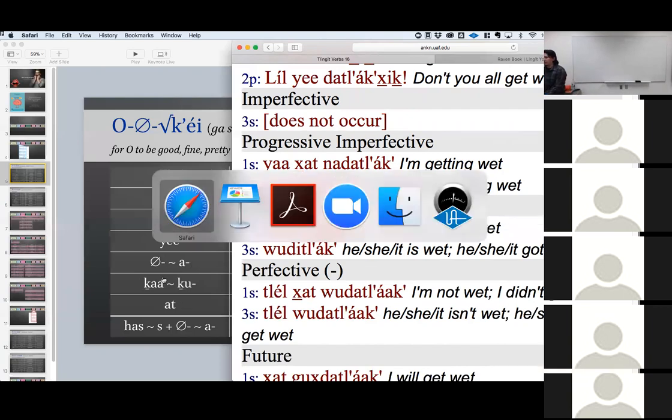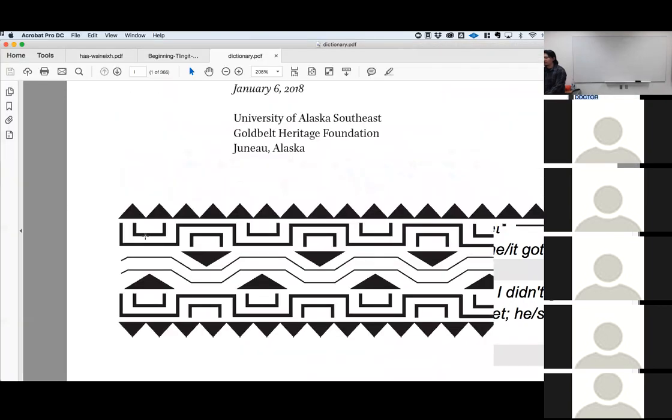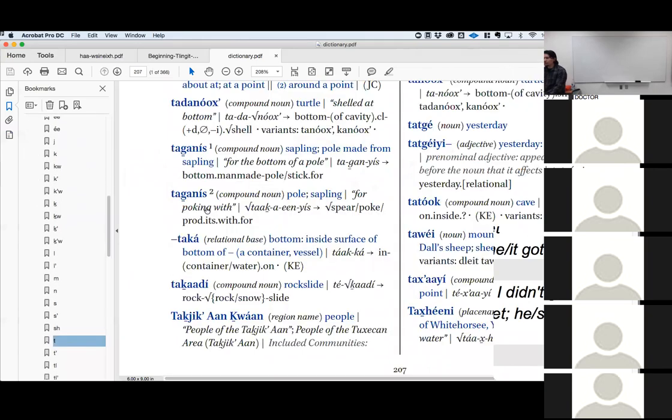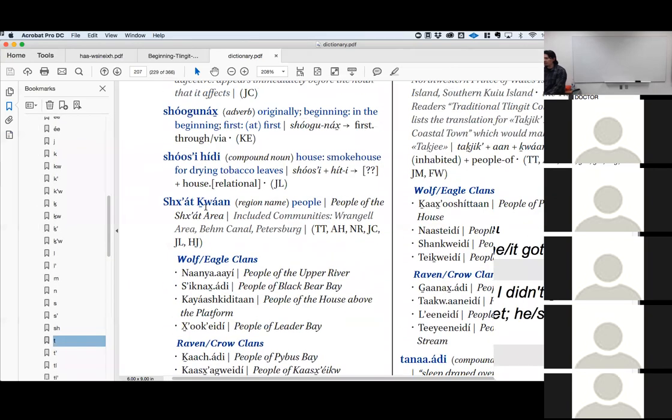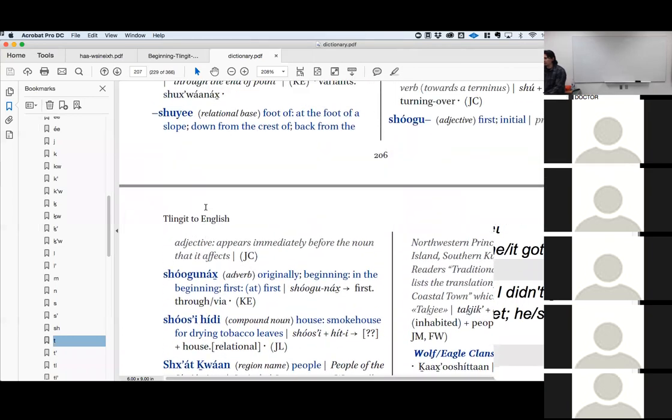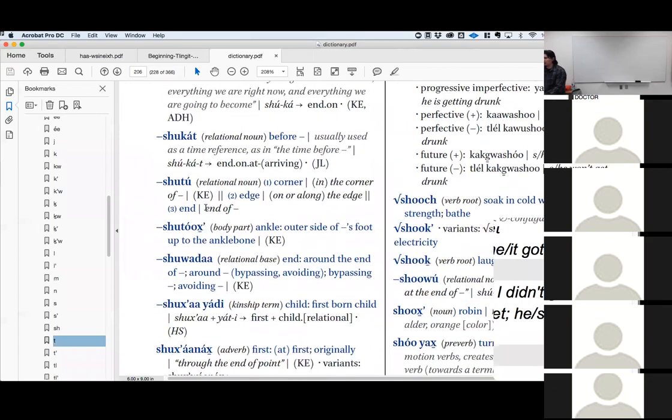And then the answer to the other question, which was how do you write that? That shawadnei. Oh, I guess that is separated.